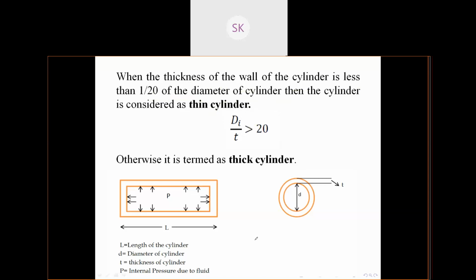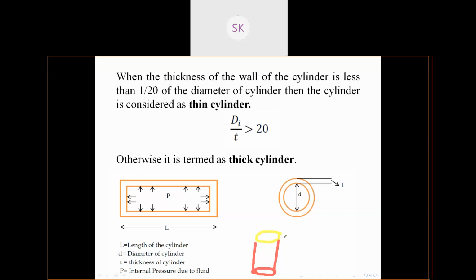That means, suppose I have a cylinder. Let me note it with another color. Suppose I have a cylinder like this. My screen is visible, I guess. Please let me know if it is not visible. Suppose this is the cylinder.